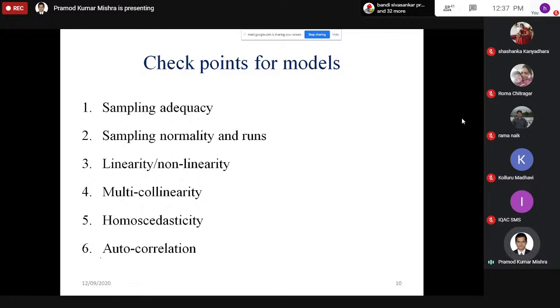What are the checkpoints for generating a model? These are a few things you can keep in mind. Sampling adequacy: what is the right sample size for the analysis? And what is the typical number of variables that should be taken into a predictive model? How many variables should normally be taken, or what is the right model? Then the normality and the runs, linearity, non-linearity, then multi-collinearity, right? Then homoscedasticity, heteroscedasticity, autocorrelation for the time series, okay? All these things should be taken into consideration for a predictive model.